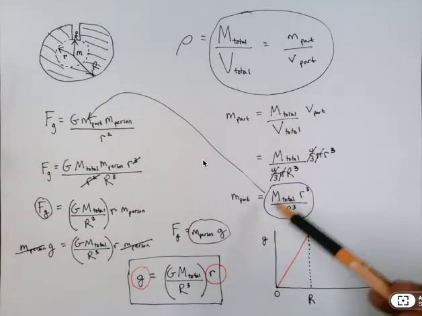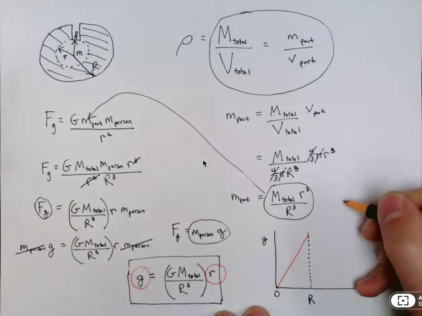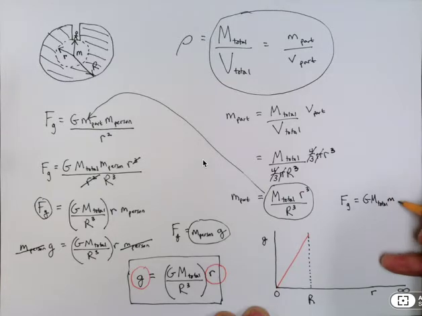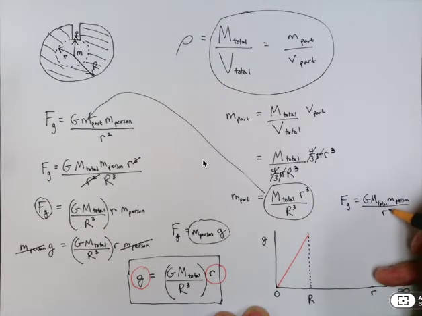Now, once you get outside of the Earth, we don't have to do any kind of strange mathematical manipulation to figure out how much of the Earth is attracting you. It's the entire Earth that's attracting you once you're outside of the Earth's surface. So we're back to this equation: F equals G times the mass of the total Earth times the mass of the person, divided by how far away you are from the center of the Earth, and that gets squared.